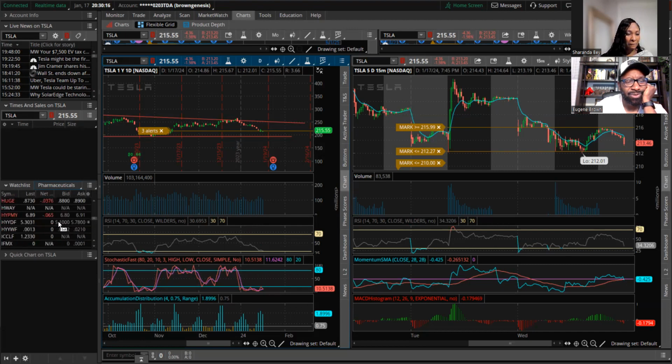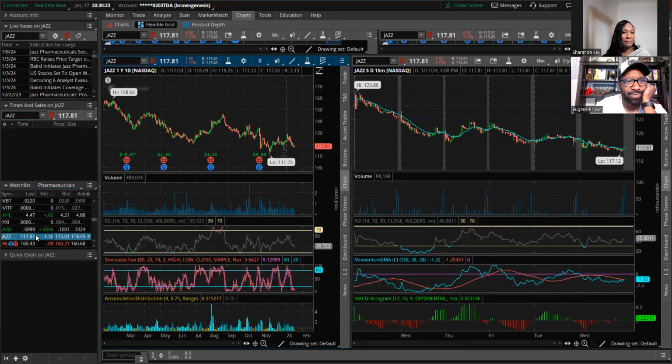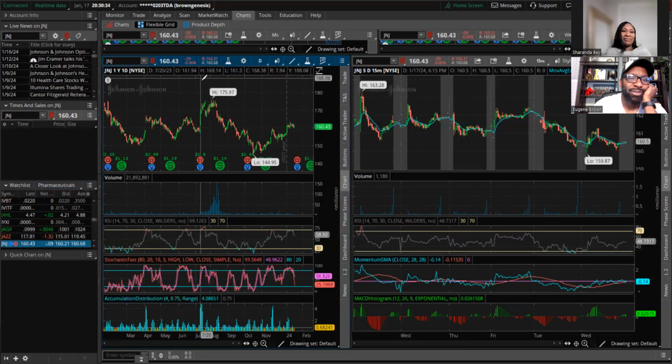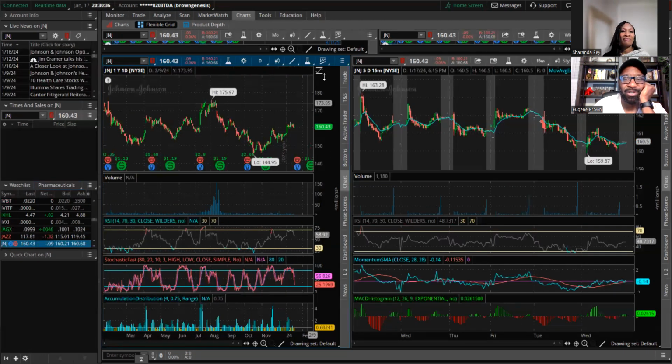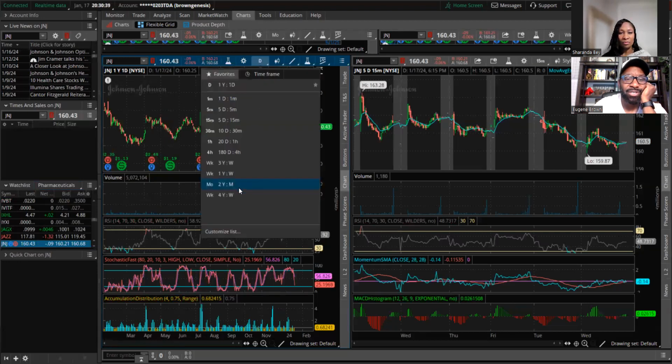Let's find one with some price. We know it'll be a bigger one. It's Jazz Pharmaceuticals. This chart could be like a Tesla chart. It's all the same stuff, it's just a chart. And here's J&J. Everybody knows Johnson and Johnson.